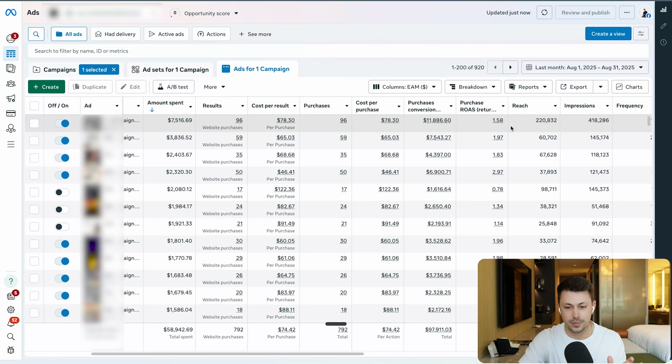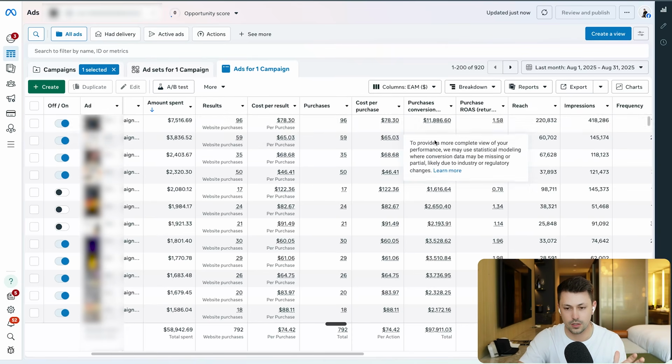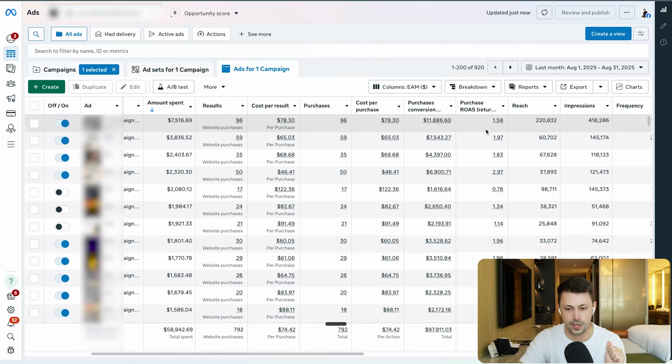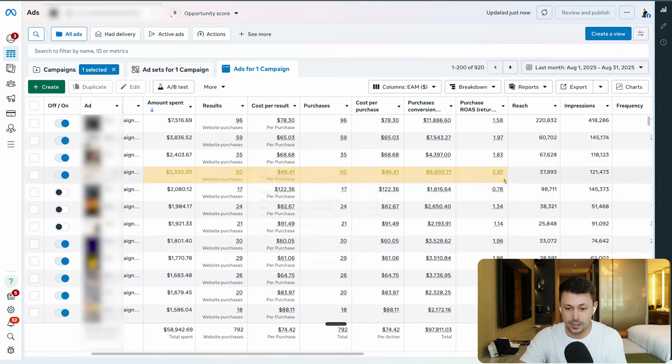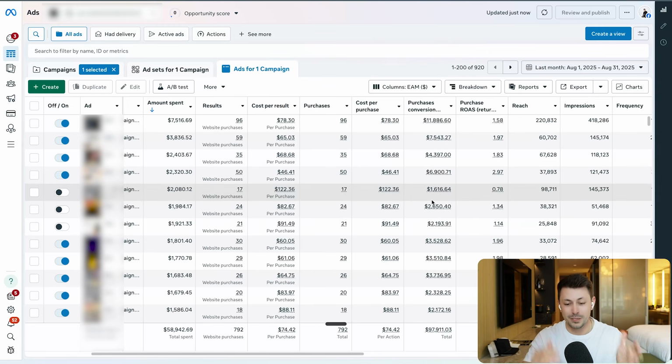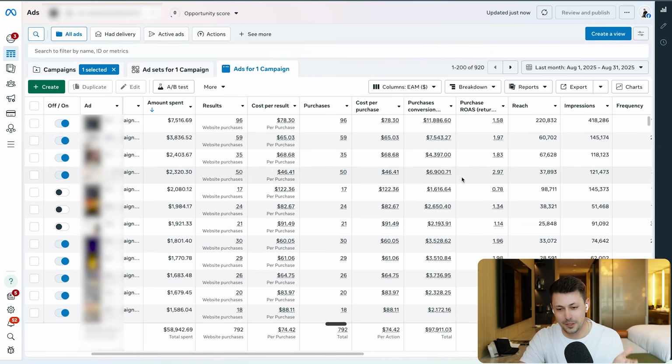Now, for a lot of people, this is where it drives you crazy because you're looking at Meta and you're saying, okay, Meta, why are we spending $7,500 on this ad to get a 1.58 when, for example, down here, we have this ad that is getting a 2.97? Like, Meta, what are you doing? Just spend more on this ad. Why are you spending money on all these other ads that are getting a sub 2x ROAS when we could be getting a 3?